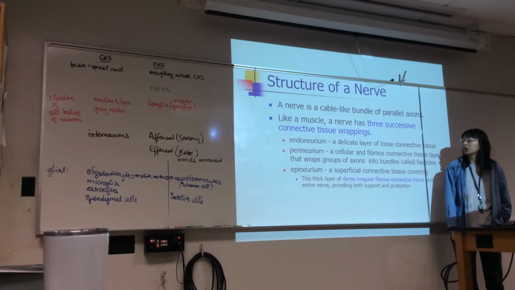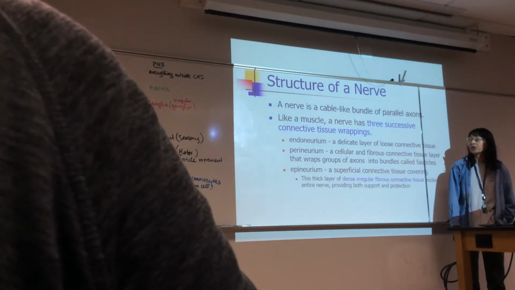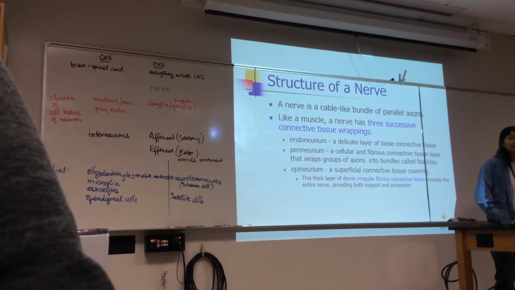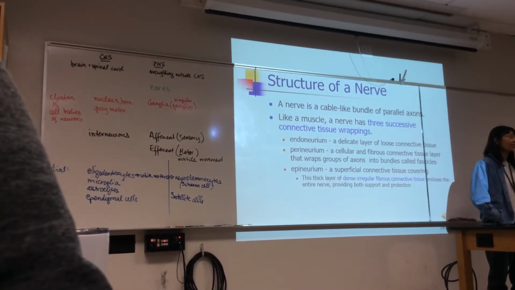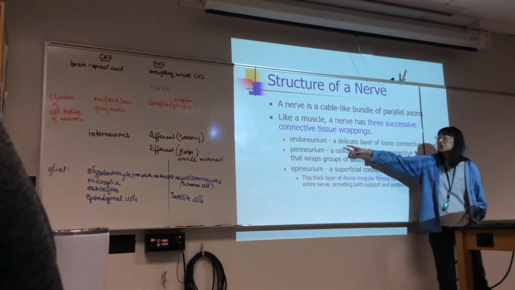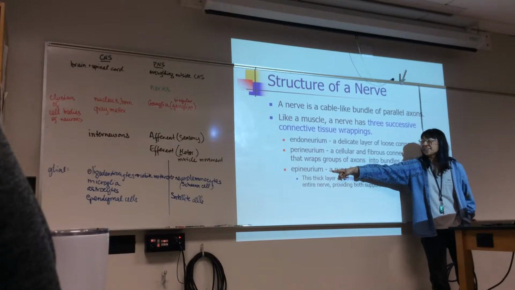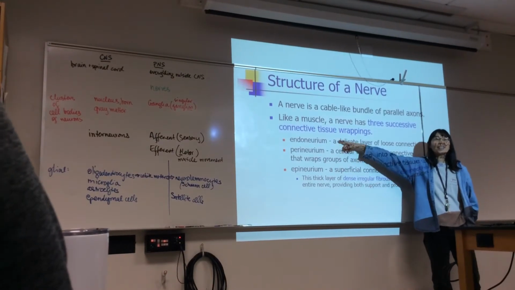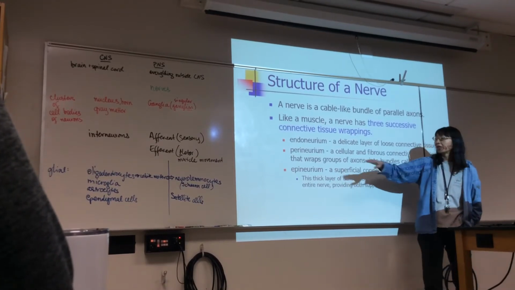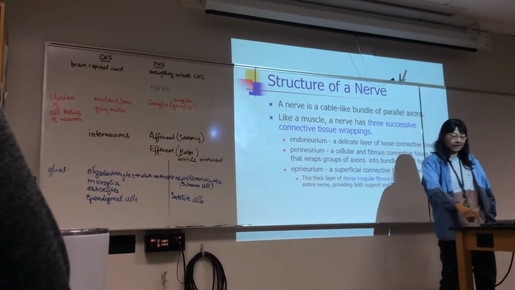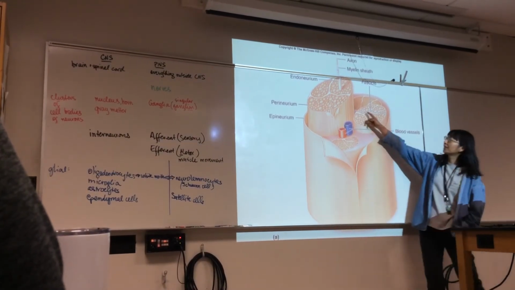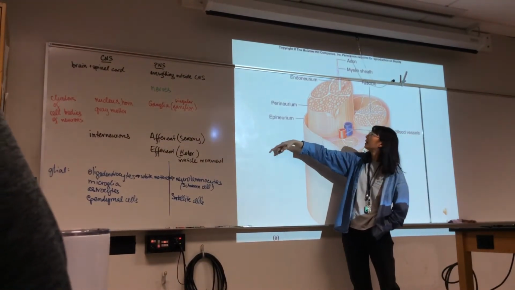And I need you to know that there are layers around the nerve. How many layers? Show me with your fingers. Good, 3. What's the outermost layer called? Epineurium. And then the innermost layer is endoneurium. Does this word make sense? Good. And then the middle layer is peri. All right, so here's a picture. Outer layer is what? Epi.